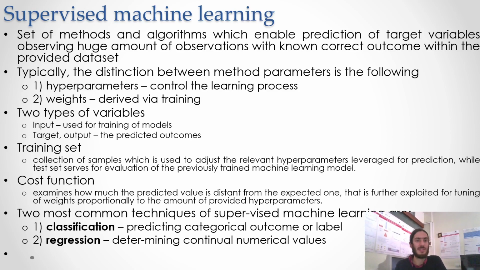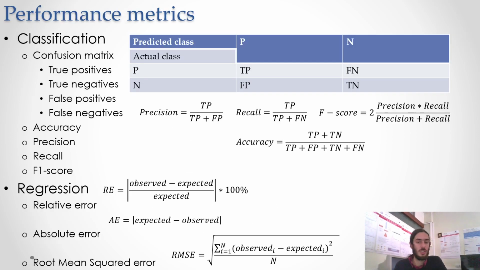As I mentioned, there are two types of parameters. The first are hyperparameters that control the learning process, and on the other side we have weights which are actually derived during the process of training by observing the training set. Moreover, we have cost function, which examines how much the predicted value actually is distant from the expected one, which can be further explored to adjust the weights proportionally to the amount of provided hyperparameter value. Two most common techniques which are used for supervised machine learning are classification, in case when we want to predict categorical outcome or label, and on the other side regression, when we have continual numerical integer or real values.